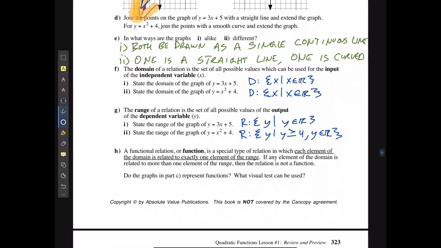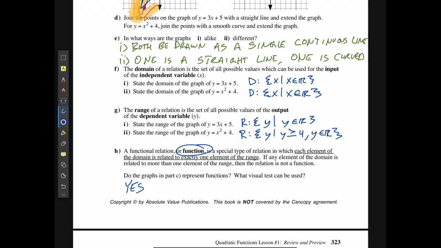A function relation, or just function, is a special type of relation in which every element of the domain is related to exactly one element in the range. Or if I put in any x value, for any x value, there's only one possible y value. In this case, are these functions? Yes.